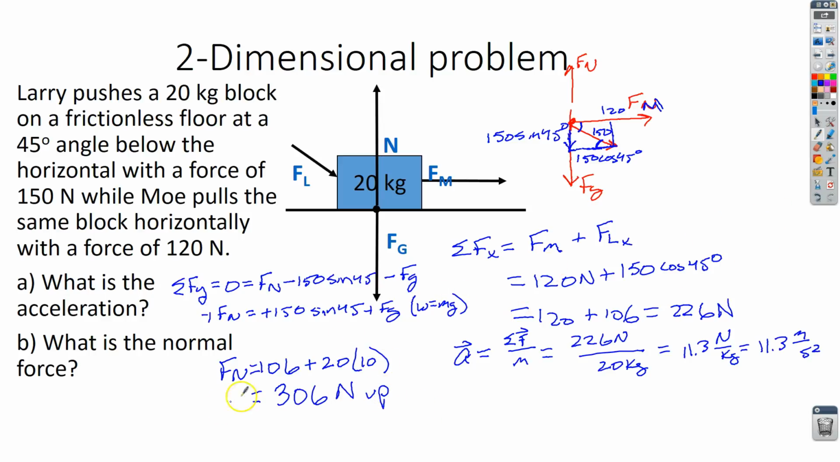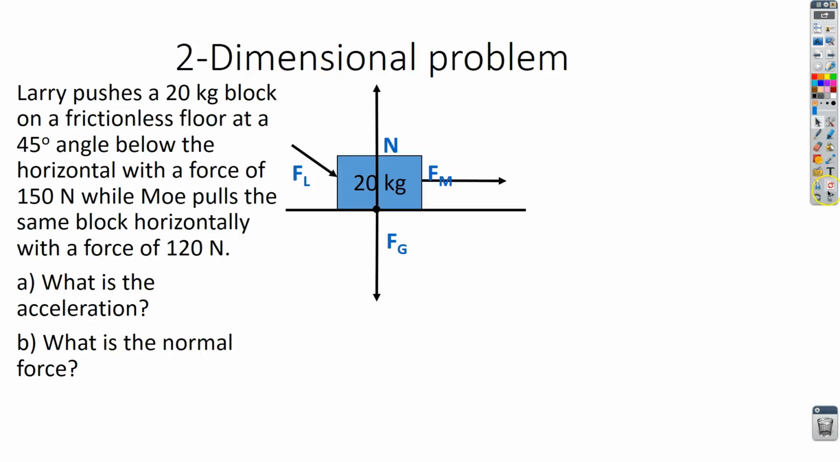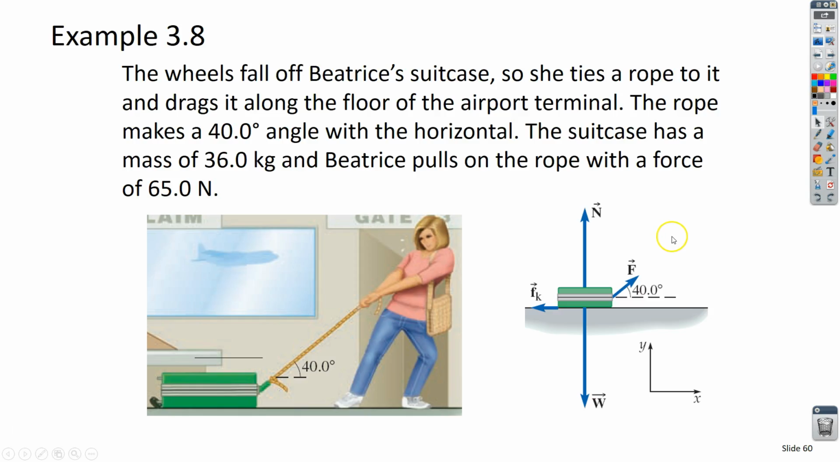So that is the normal force. Let's go ahead and take a look at the next thing that we have in this problem. We have example 3.8. The wheels fall off of poor Beatrice's suitcase, so she ties a rope to it, super heavy I guess, and drags it across the floor at the airport. The rope makes a 40-degree angle, the suitcase has a mass of 36, and she pulls on it with a force of approximately 65 newtons.